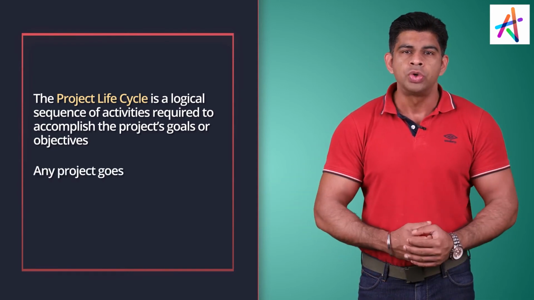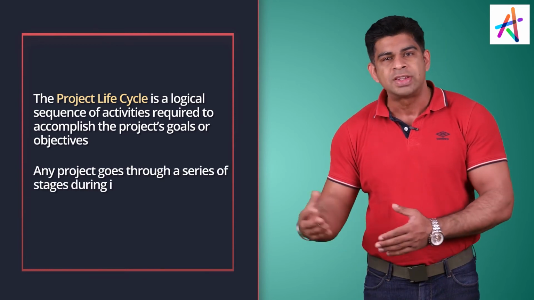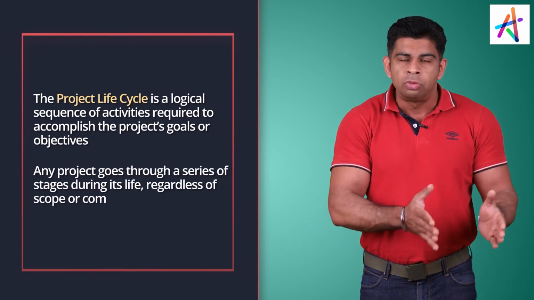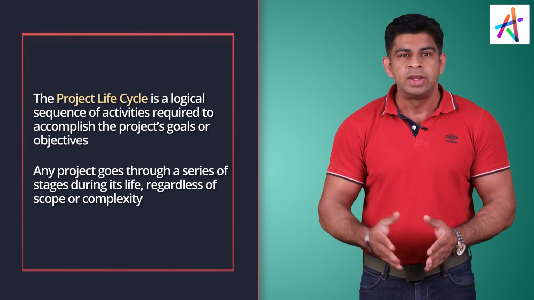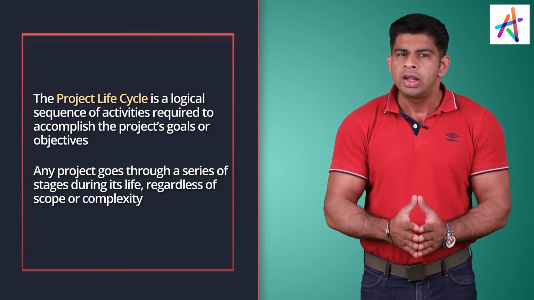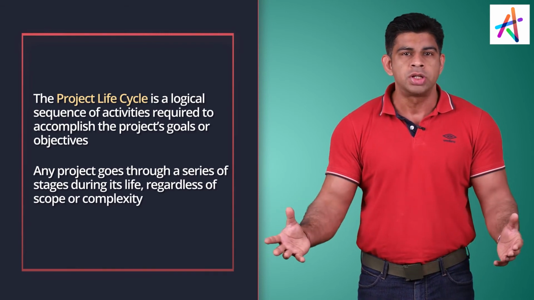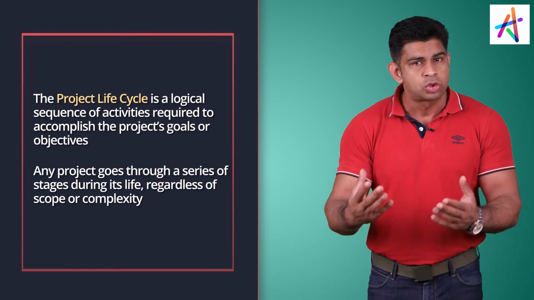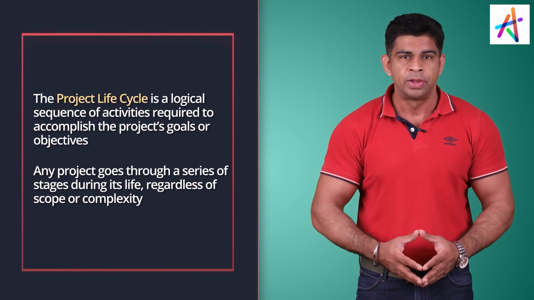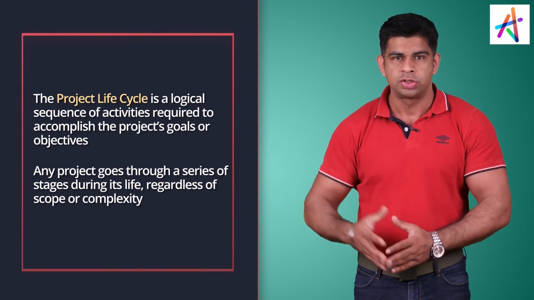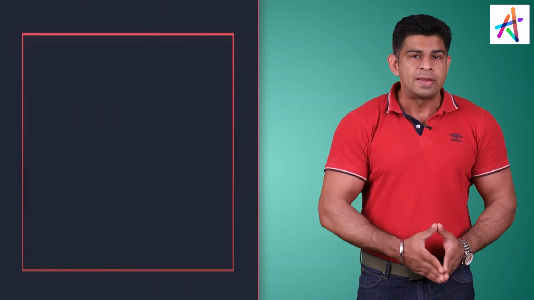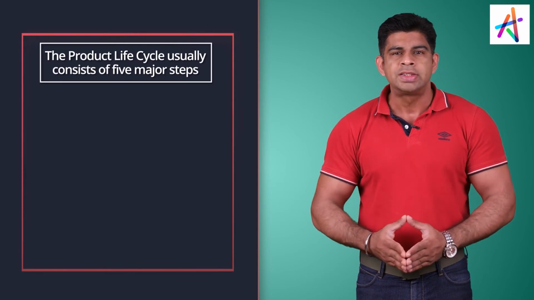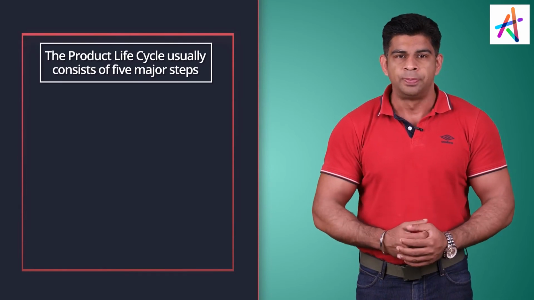Any project goes through a series of stages, which we have discussed earlier as well, related to your process groups. During the entire life of the project, regardless of how big or complex it is, what the scale or the scope of the project is, it has to go through all those stages. Now, the product life cycle generally consists of 5 major steps.